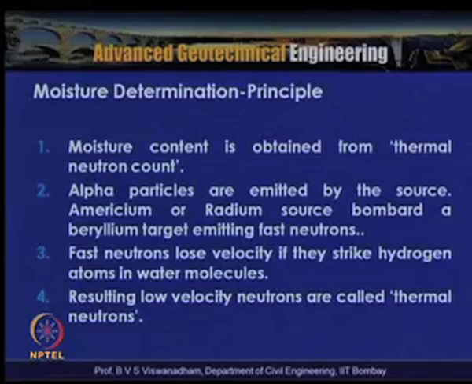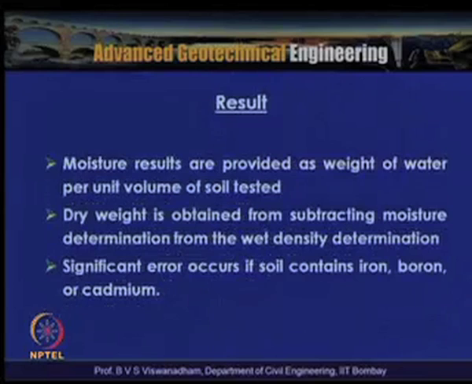Alpha particles are emitted by the source, americium or radium, which bombard a beryllium target, emitting fast neutrons. The fast neutrons lose velocity if they strike hydrogen atoms in water molecules. The resulting low velocity neutrons are called thermal neutrons. Based on this, the estimation of water content is done in the nuclear density methods.